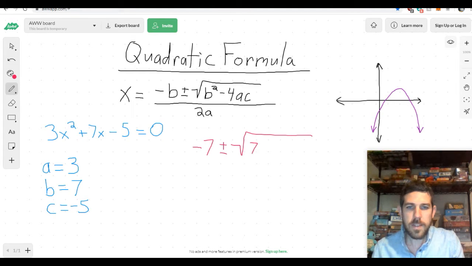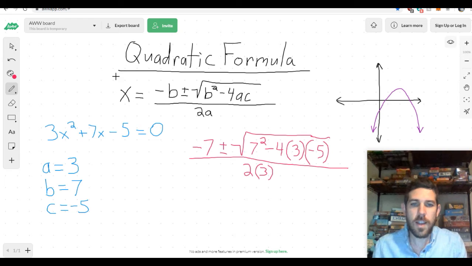So I'm going to write 7 squared minus 4 times a times c. I don't like to skip these steps. I start by putting my substitution in parentheses. A goes next, which is 3 in parentheses, and then times c, and in parentheses c is negative 5. I'll extend my square root symbol there. And all of this, don't forget, gets divided by 2a, so 2 times 3. I always plug in all of my substitutions first to make sure I didn't enter it incorrectly.